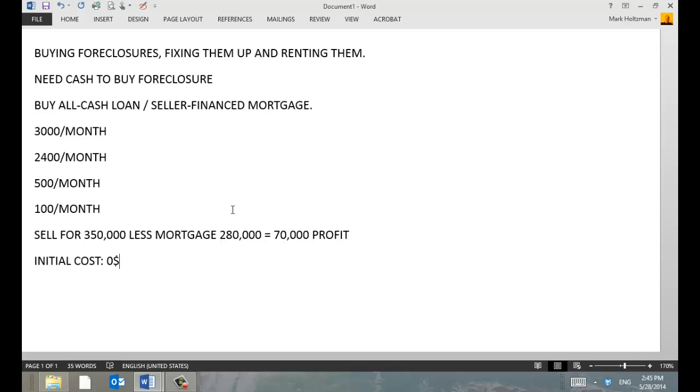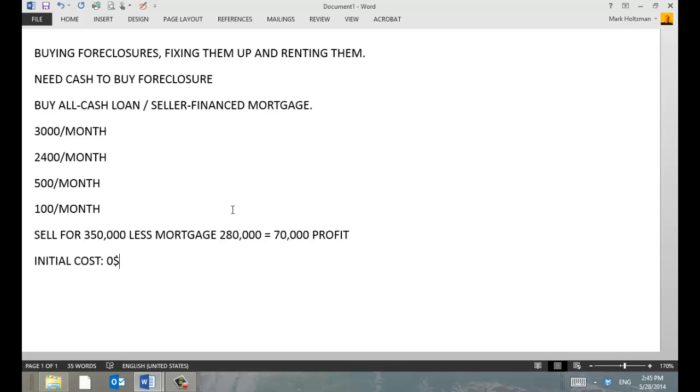Now, what happens if something goes wrong? Let's say that a tenant moves into the house and trashes the house. It cost me $1,000 to clean it up. Then I only made $69,000 profit. That's not such a bad deal either. This looks pretty good, right?